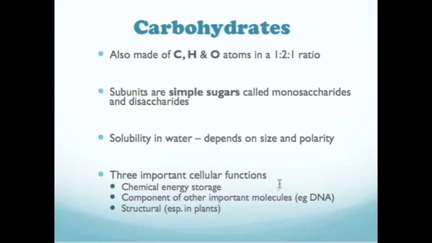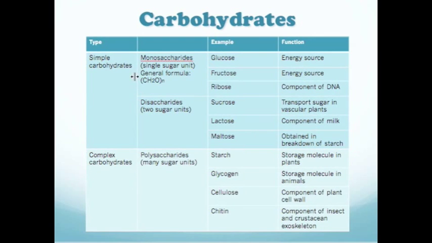Their very important cellular functions include chemical storage of energy. They make up other compounds, so DNA has a carbohydrate component, and they're used in structures, or the cell walls of plants. Cellulose does that. Here are examples of carbohydrates: glucose, fructose, ribose, sucrose, lactose, maltose, and the other complex carbohydrates: starch, glycogen, cellulose, and chitin, and their example functions.